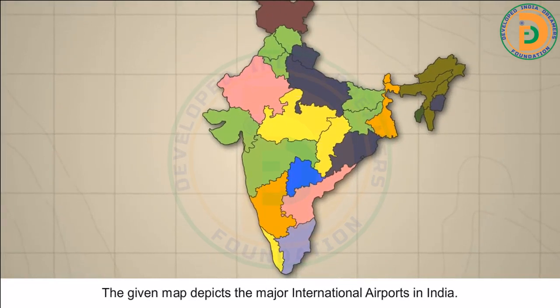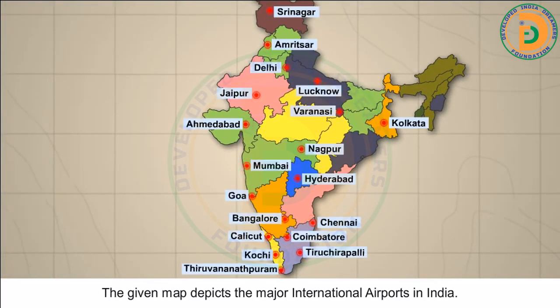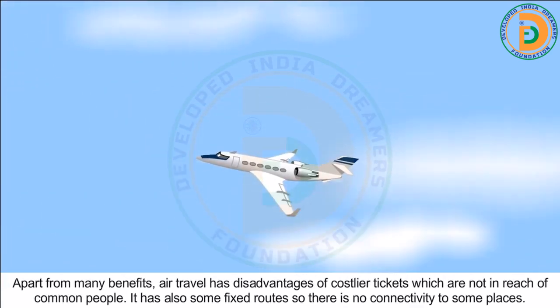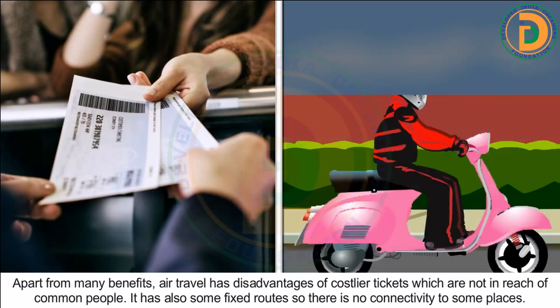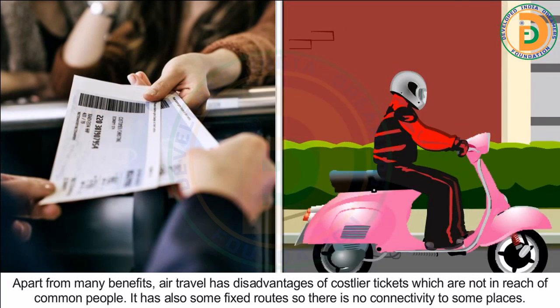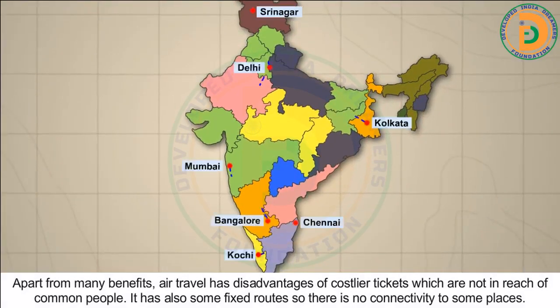The given map depicts the major international airports in India. Apart from many benefits, air travel has the disadvantage of costlier tickets which are not within reach of common people. It also has some fixed routes, so there is no connectivity to some places.